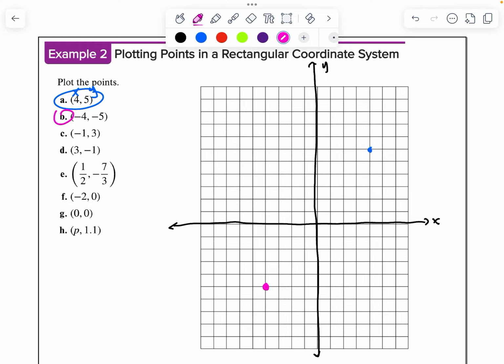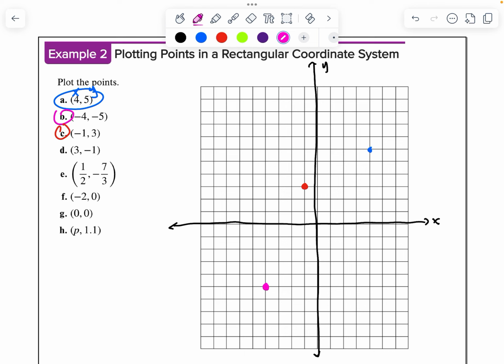All right, let's choose another one. Here, I'll mark this one in red. Negative 1, 3. Notice I'm moving negative in the x direction, negative 1. Still positive in the y direction, 1, 2, 3. So I moved negative 1, 3. And that's where I ended up. That's where my point is.